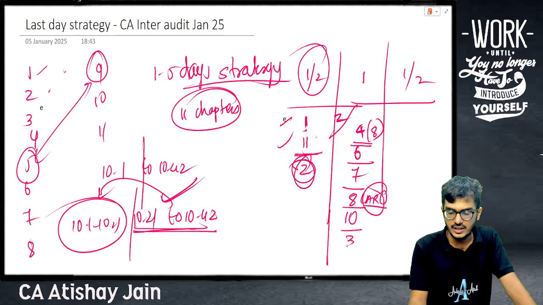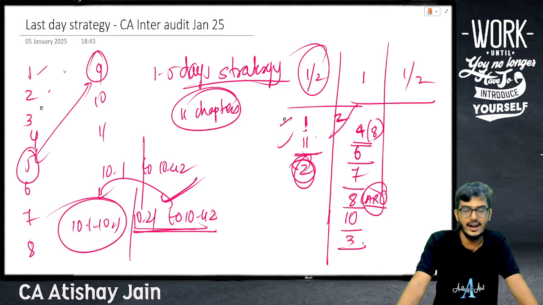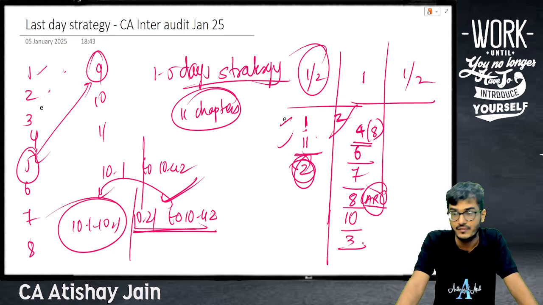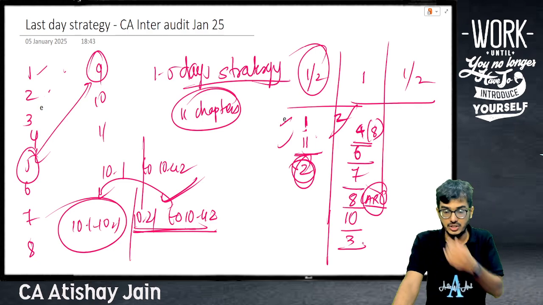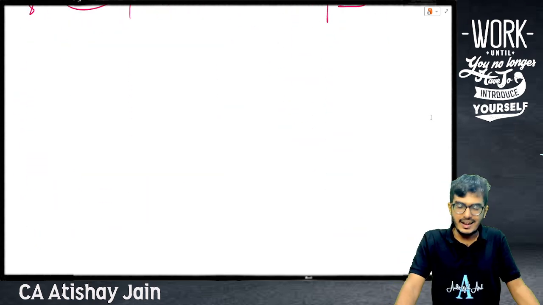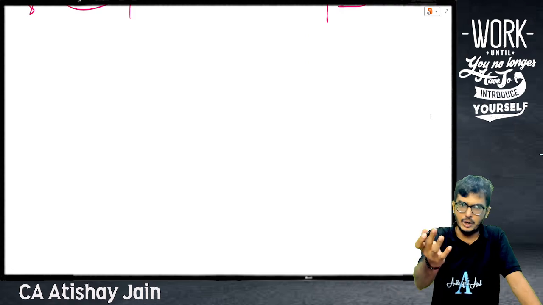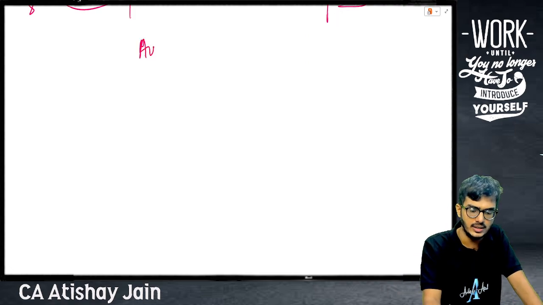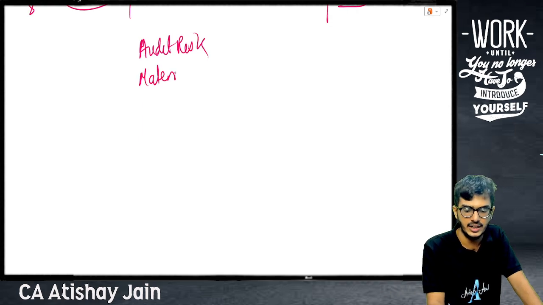After chapter 10, definitely you have to jump on to chapter 3. I know chapter 3 is very dry. Everybody faces too many difficulties in remembering chapter 3. Again, I say it's unpredictable. There are many topics. Chapter 3 starts with audit risk. Then it goes to materiality, which is SA 320. Then it goes to internal control.